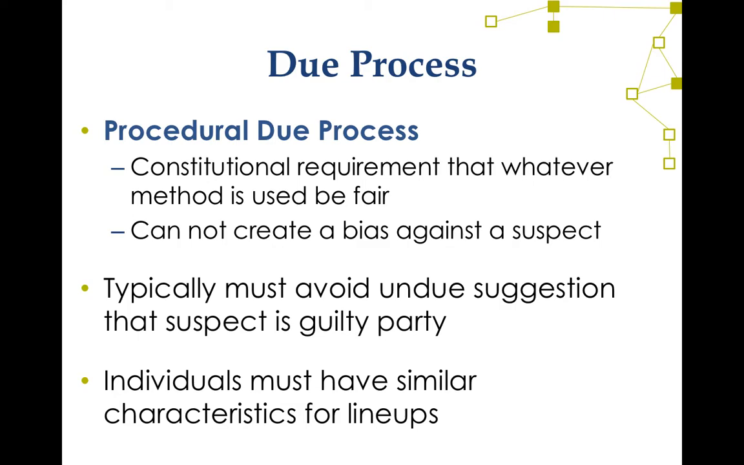So one thing that we have to have during identification procedures is what's known as procedural due process. And this is the requirement that whatever method is used is fair, cannot create a bias against a suspect, or unduly suggest to the person trying to make the identification which party is guilty or that the party is guilty. When we have a lineup, the individuals must have similar characteristics as well.